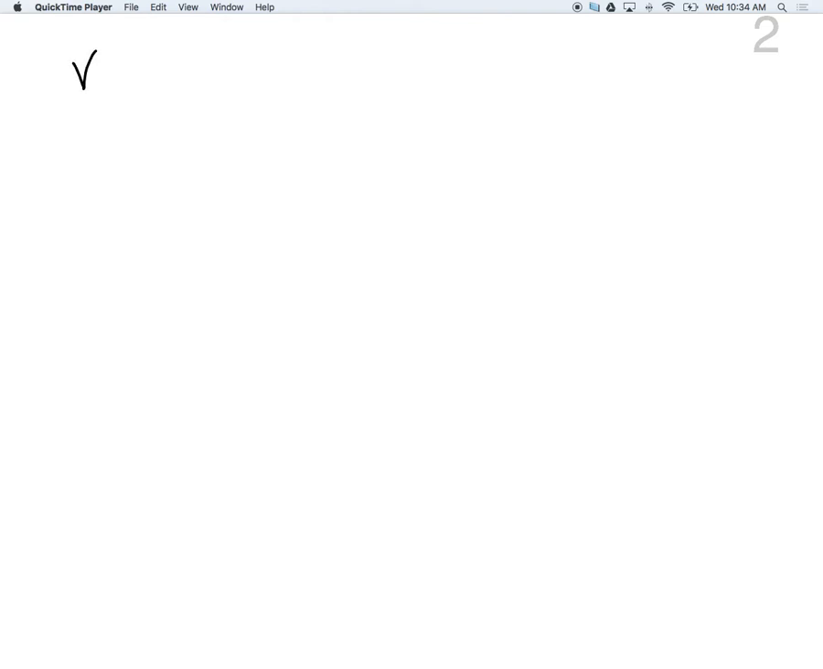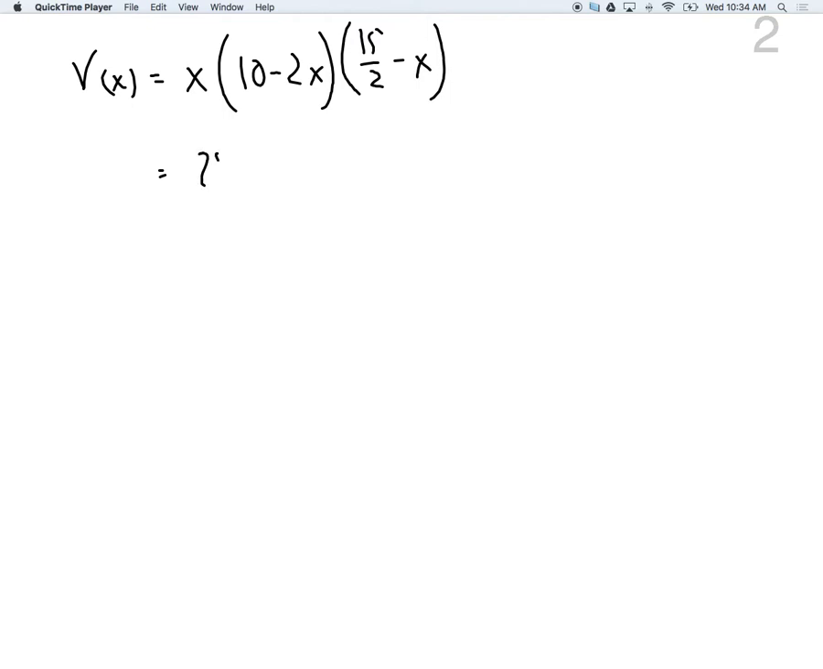So our function is x times 10 minus 2x times 15 halves minus x. You want to multiply this whole thing out, huh? Okay, so I'll leave the x for last. I get 150, so 75, minus 15x, minus 10x plus 2x squared. Check my math there to make sure I did that correctly.